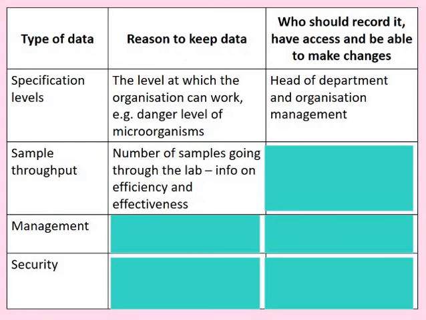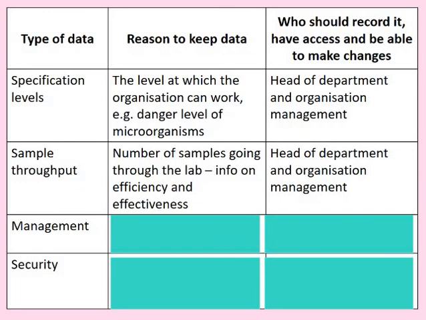Sample throughput is the number of samples that you can actually get through a lab. So it's information about how efficient and effective the testing is. You would have heard of this on the news probably currently. They're trying to get up to like 100,000 tests for coronavirus a day, and currently they are nowhere near that. So the sample throughput is quite low compared to other countries. Heads of department and organization management should have access to that.